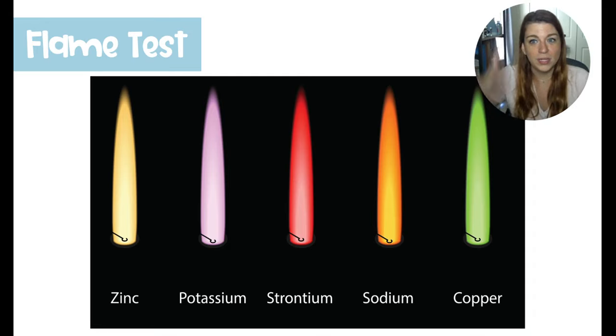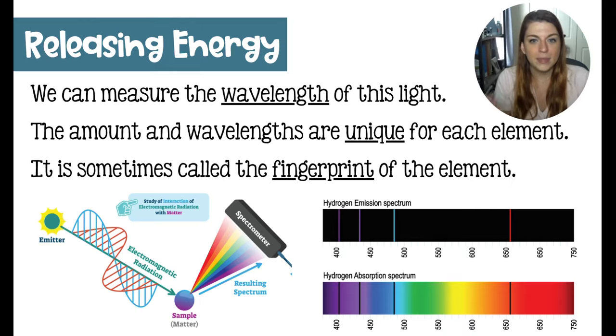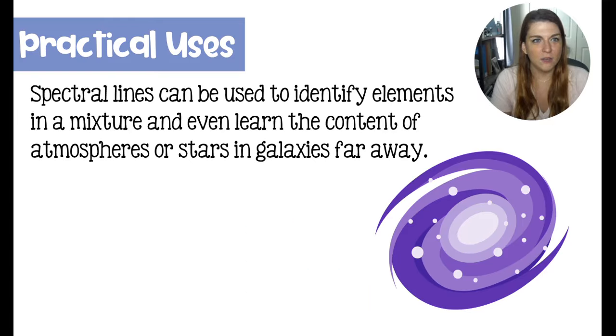It's also pretty willy-nilly because a bunch of the flames look like they're the same color, but this emission spectrum measurement is unique. It is going to come back just for one element at a time, and this is how we learn some really cool stuff. We can take those spectral lines and use them to identify elements in a mixture.